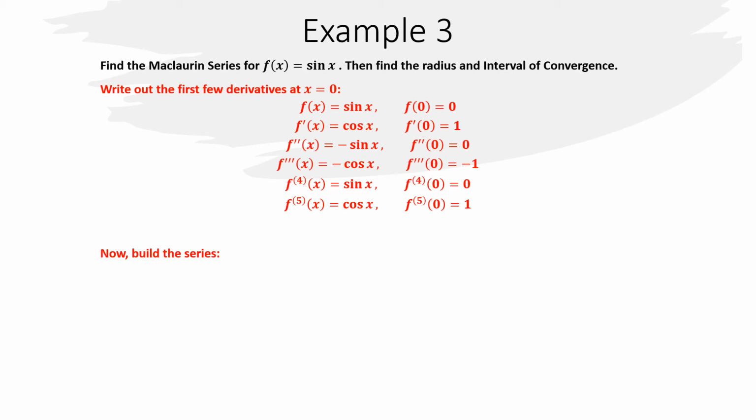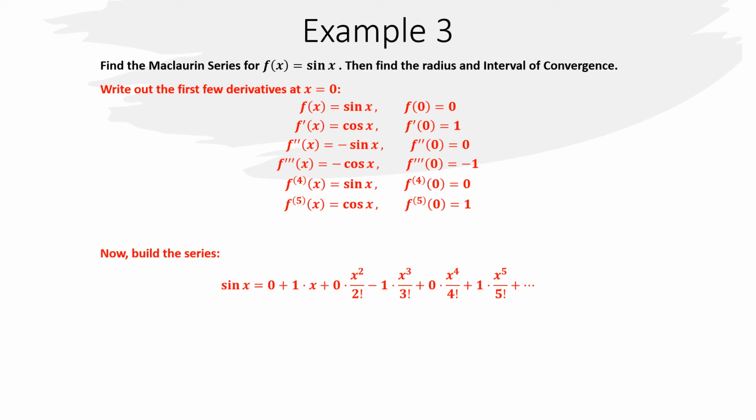All right, so now I'm going to build my series using my Maclaurin formula. So I have sine of x is 0 plus 1x plus 0x squared over 2 factorial minus 1 times x cubed over 3 factorial and so on. Noticing that those coefficients are coming from my derivatives.